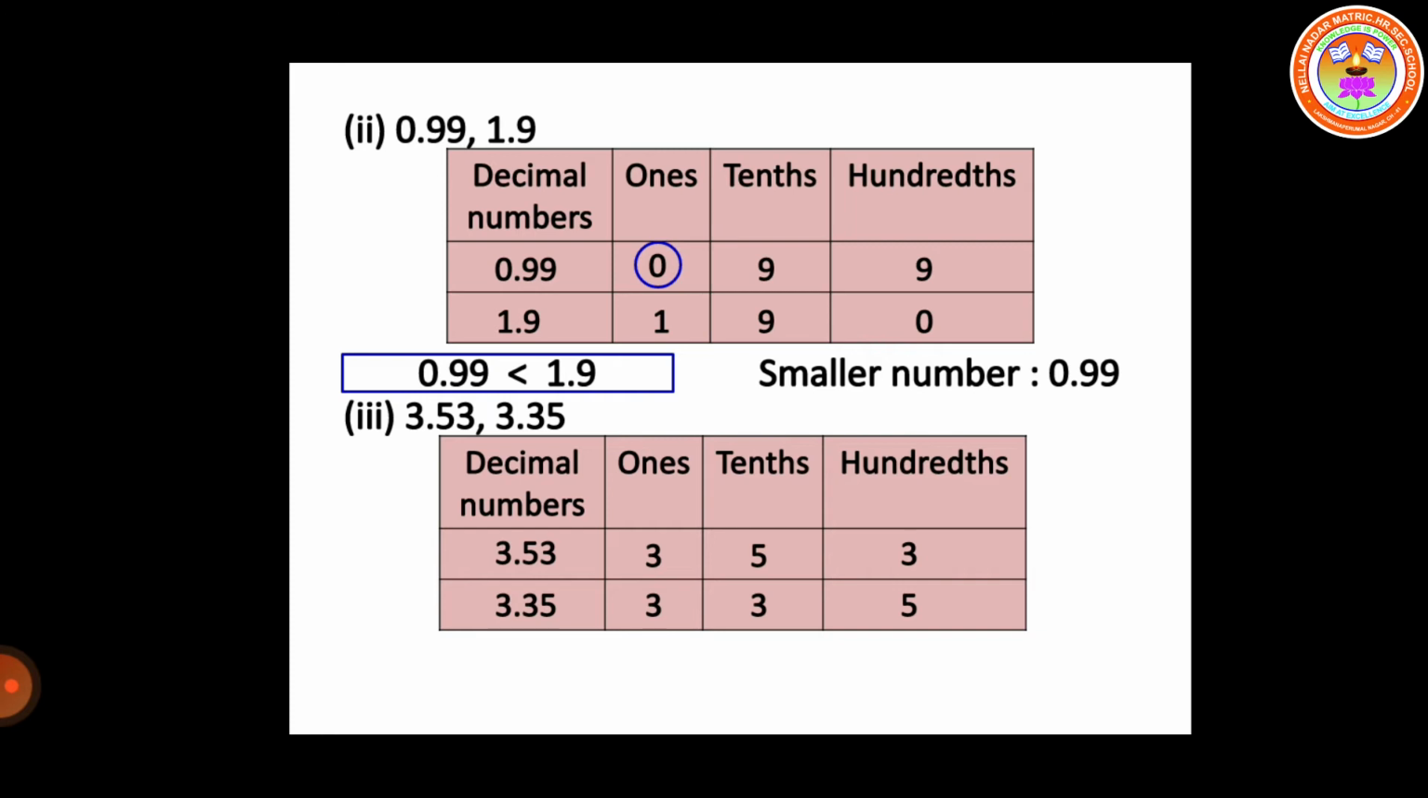So by seeing the ones place values they are the same. 3 and 3. Next going to the tenths place value we have 5 and 3. Which one is smaller? 3 is the smaller. Therefore the smaller number is 3.35. Therefore 3.53 is greater than 3.35. So the smaller number is 3.35. Let us move to the next one.